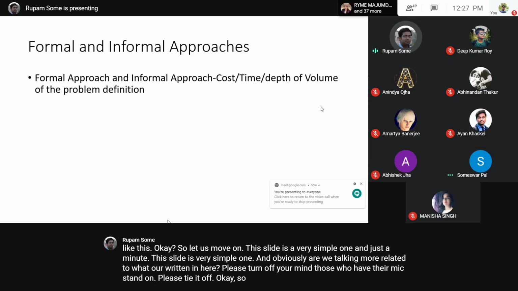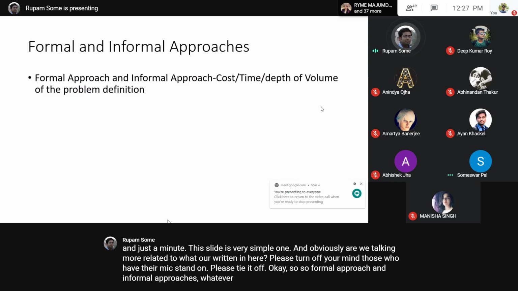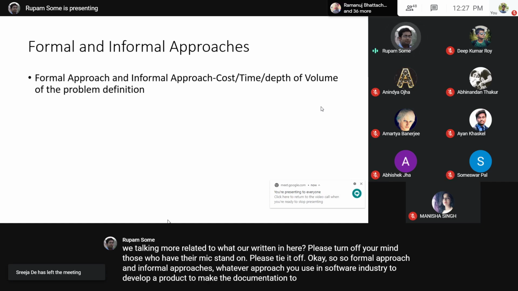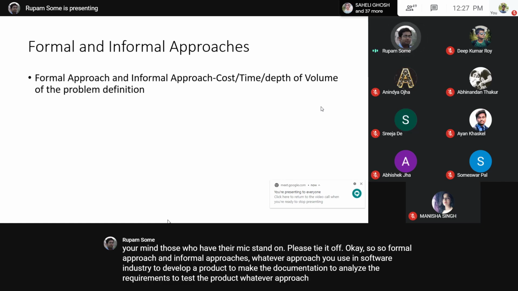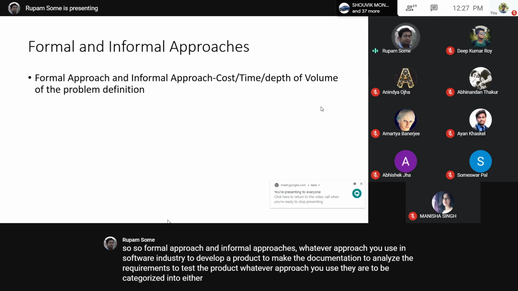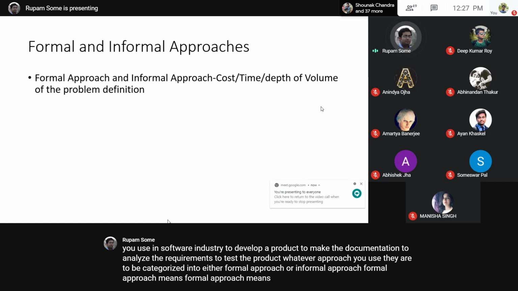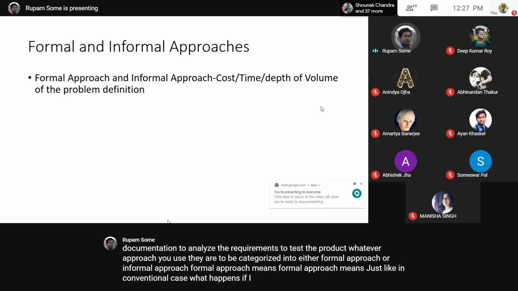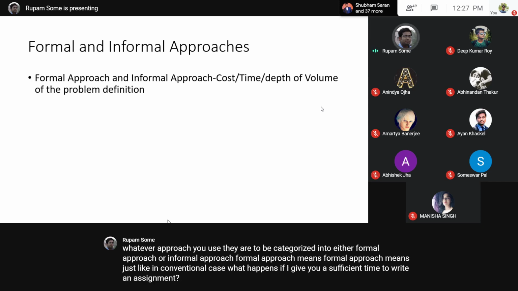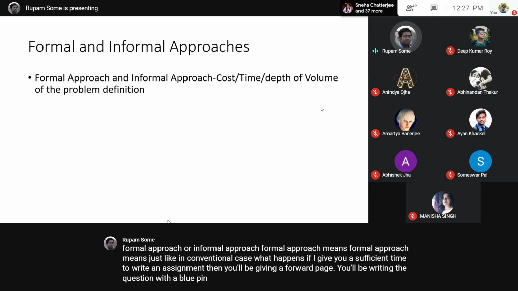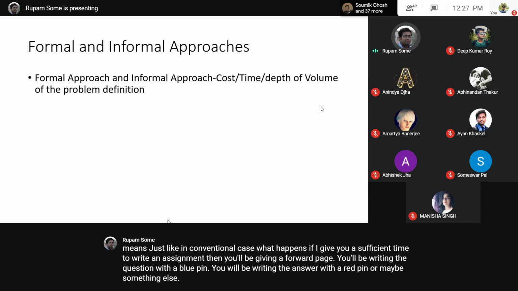Formal approach and informal approach: whatever approach you use in the software industry to develop a product, to make the documentation, to analyze the requirements, to test the product, they are to be categorized into either formal approach or informal approach. Formal approach means, just like in the conventional case, if I give you sufficient time to write an assignment, you'll give a cover page, you'll write the question with a blue pen, you'll write the answer with a red pen, or maybe something else. So you'll be doing something in a formal way.